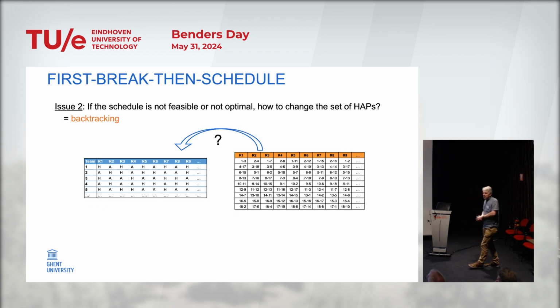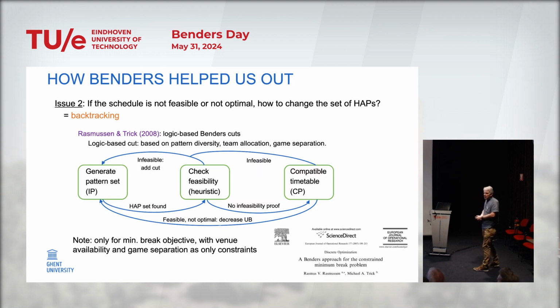Okay. Now there is a second issue. Once you have a home-away pattern set and you have been able to compute an opponent schedule, suppose that this schedule is not to your liking, it's not optimal, it's not good. How do you change the home-away pattern set? How do you backtrack? Or even if your home-away pattern set is not feasible, how do you improve it? So that's the second issue, and it will come as no surprise that this is where our friend Benders comes in.